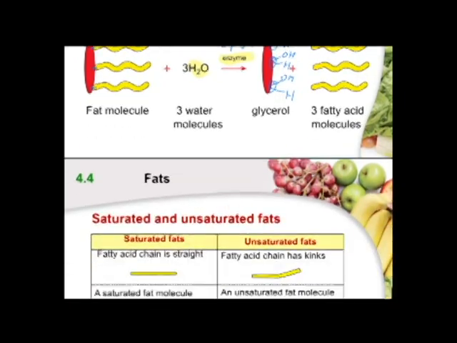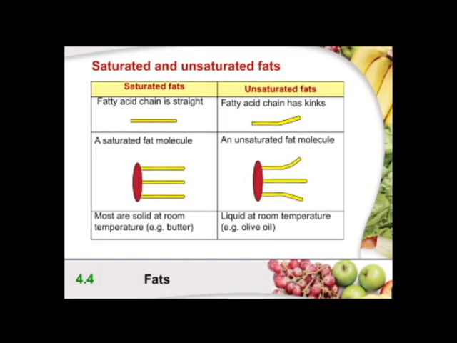We are looking at saturated fat and unsaturated fat. So what are saturated fats? Saturated fats are basically made up of fatty acid chains that are straight. And unsaturated fats are basically fatty acid chains that have kinks. Kinks are basically your bends.